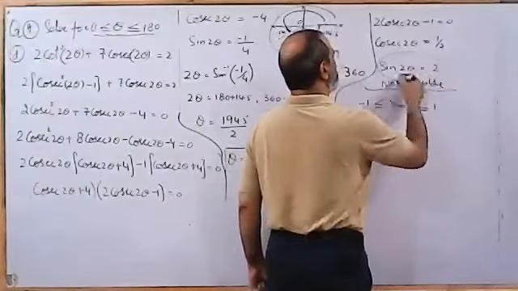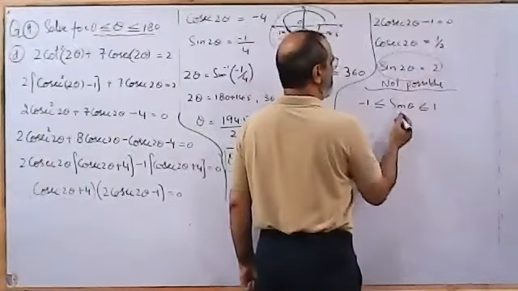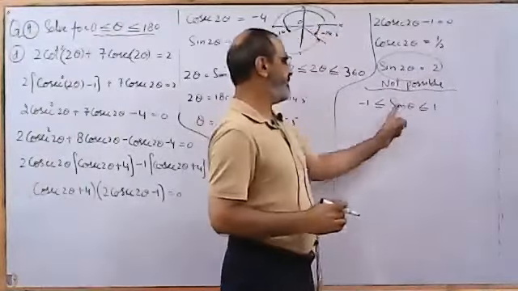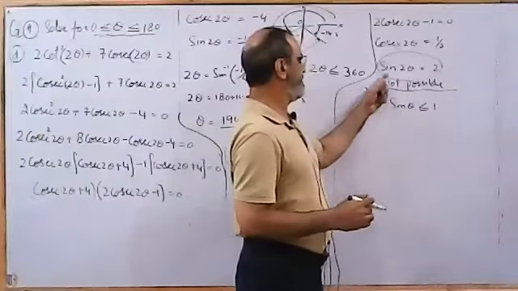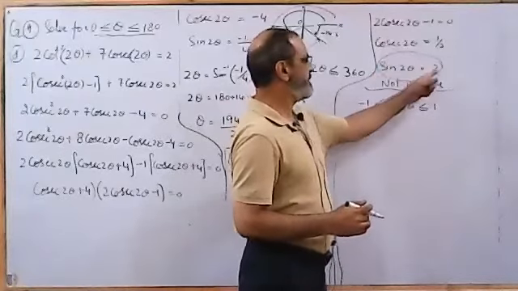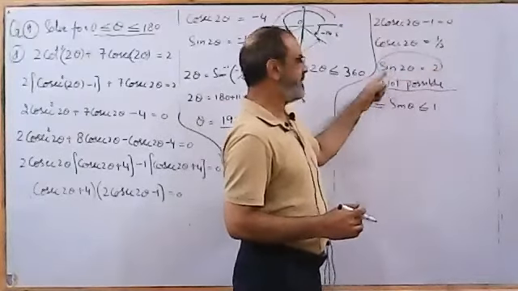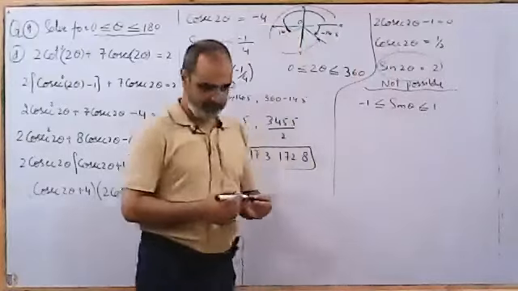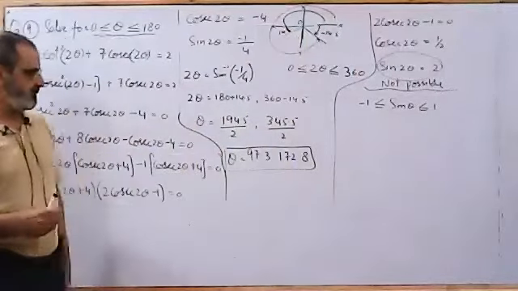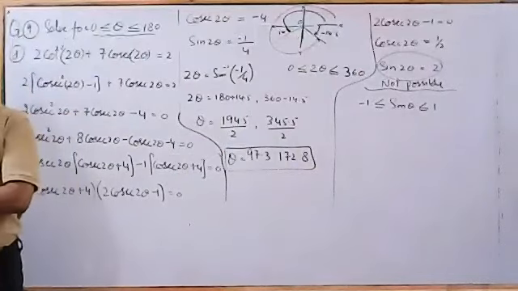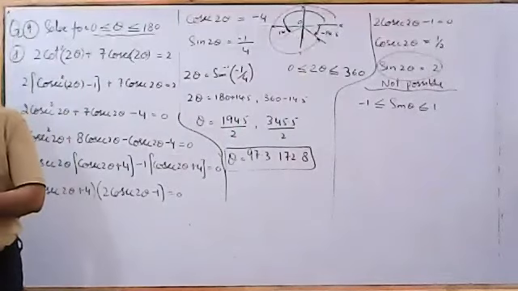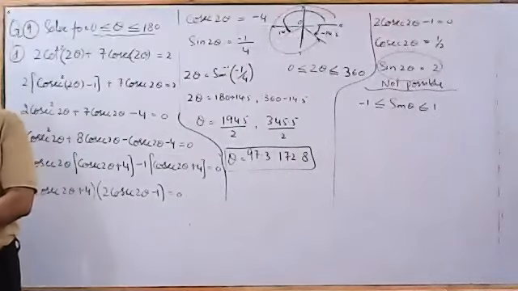So why is it not possible? Because the range of sine is from minus 1 to 1. Any value beyond 1 or less than minus 1 is not possible. Here we get sine 2 theta is equal to 2, which is not possible. That's why we neglect this part. So the only answers are 97.3 and 172.8. Let me check answers as well. Okay, just correct.